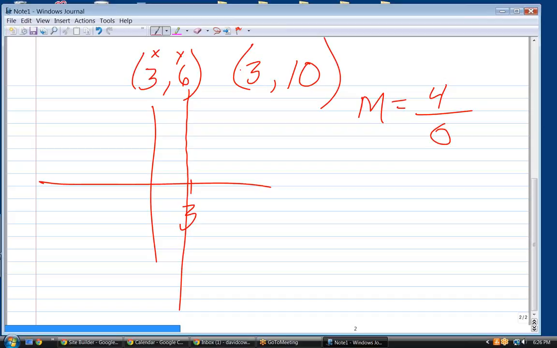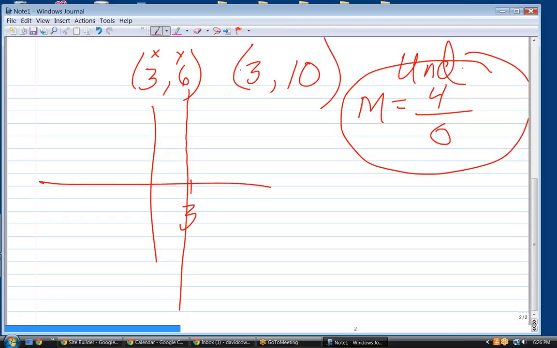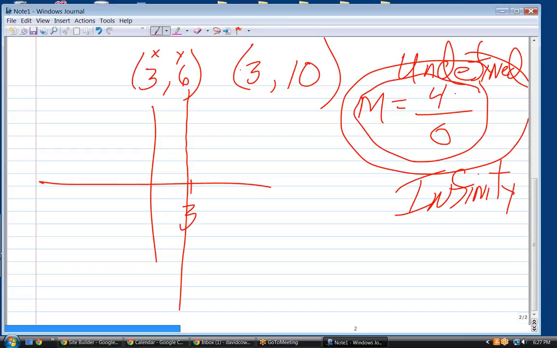But an infinite slope is a vertical line. In other words, when I have this slope, it's called, I don't know what you call it in your class, but it's undefined, which is the same as infinity. The key is the moment you find a slope that is division by 0, you know it's a vertical line. That's the way you figure it out. And we know vertical lines are strictly x equals something. Well, clearly this goes through the point 3, so x equals 3, no matter what y is equal to.